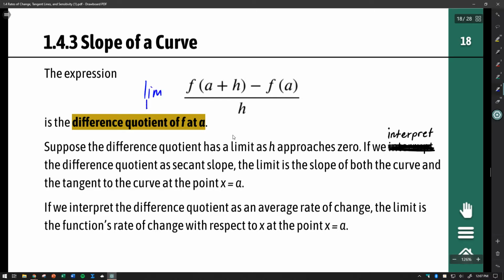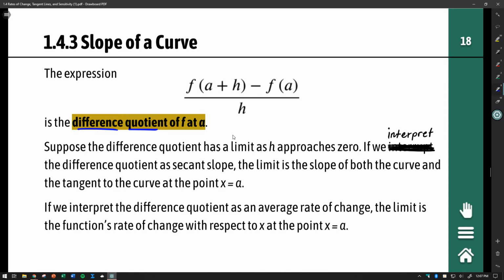So we were looking at this, but just the expression inside, the f of a plus h minus f of a over h, which is a difference of y's over difference of x's, is called the difference quotient of f at a. It's called a difference quotient. We're going to use that phrase a lot in calculus. So we can interpret that difference quotient a couple different ways. If that difference quotient has a limit as h approaches 0, it is the slope of both the curve and the tangent to the curve at the point x equals a. So it's a very analytic kind of answer.